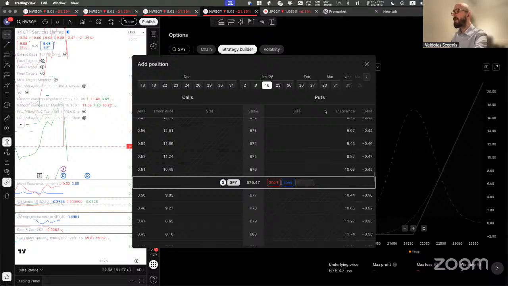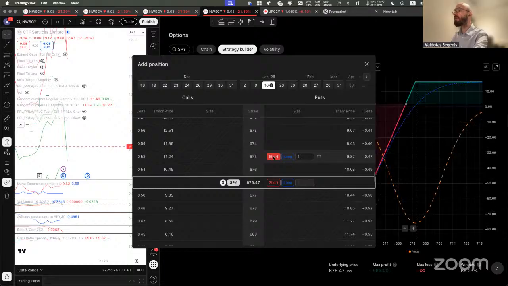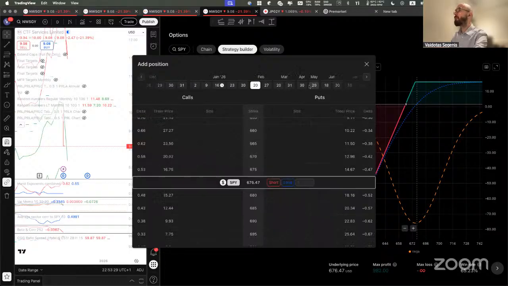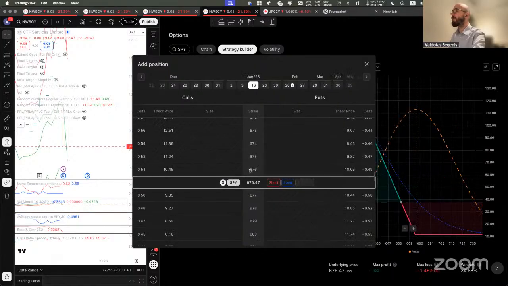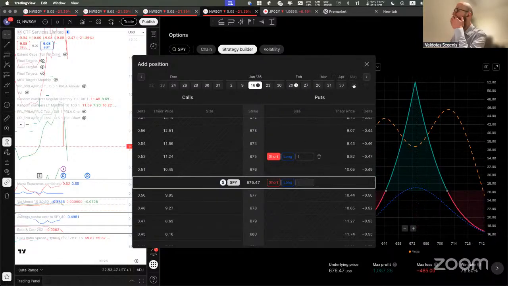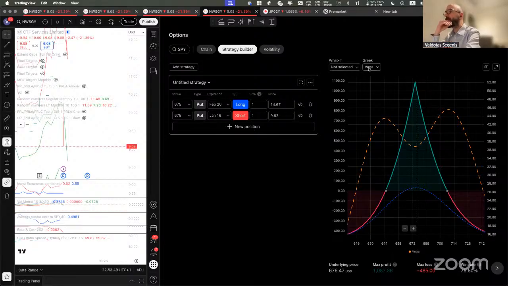So let's say we are selling this put on a January 16 expiration, and let's say we are buying this put on February 20th expiration. Of course it doesn't have six strikes, so we will just change that because our examples need to be good. Okay, so now why not to do that?